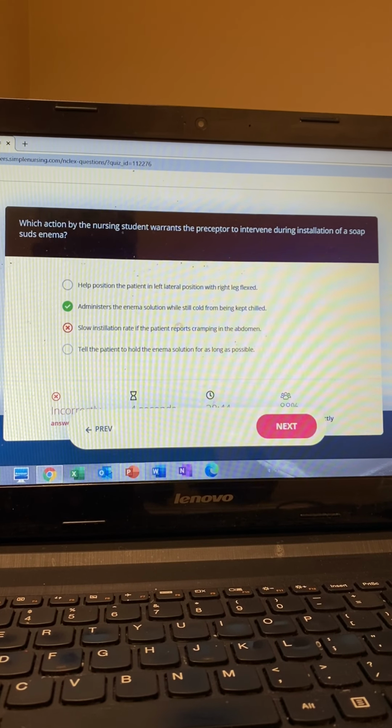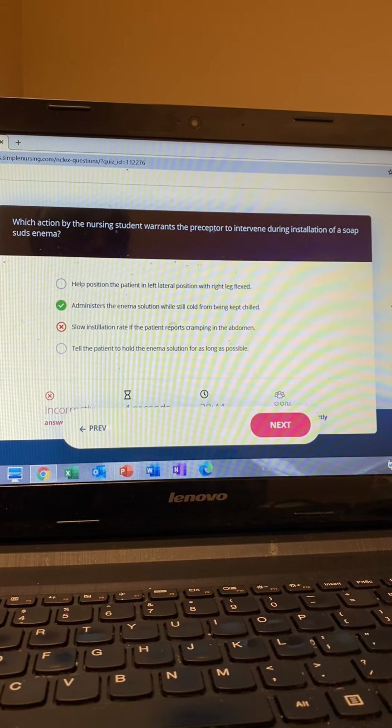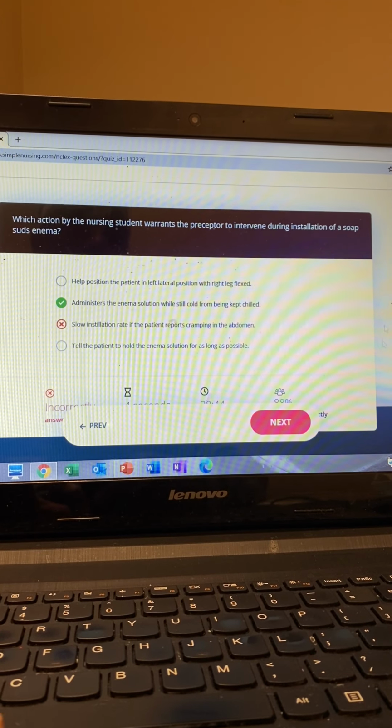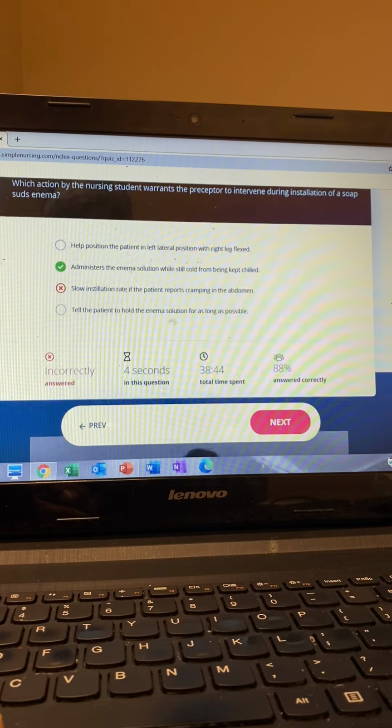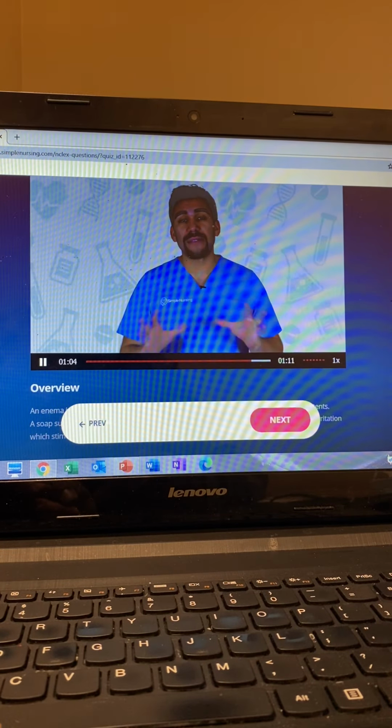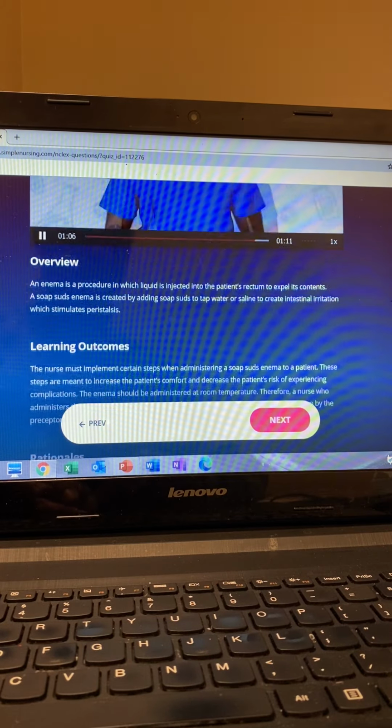Slowing down that flow if the patient is experiencing discomfort. And the same with option number 4, we have to skip because we're looking for the incorrect options here. So, the patient should hold the enema as long as possible for the best effect, letting that fluid soak into the bowels.